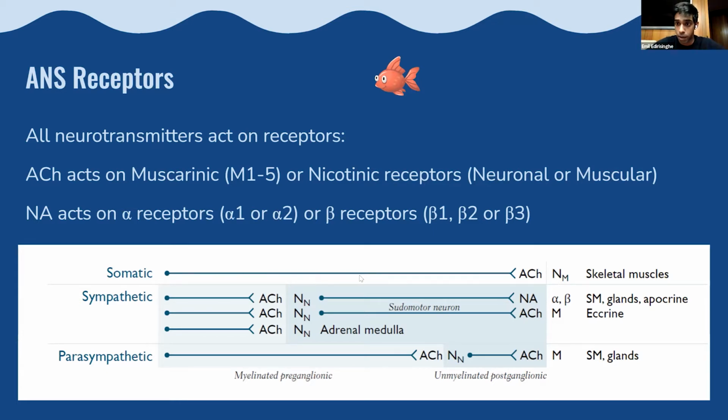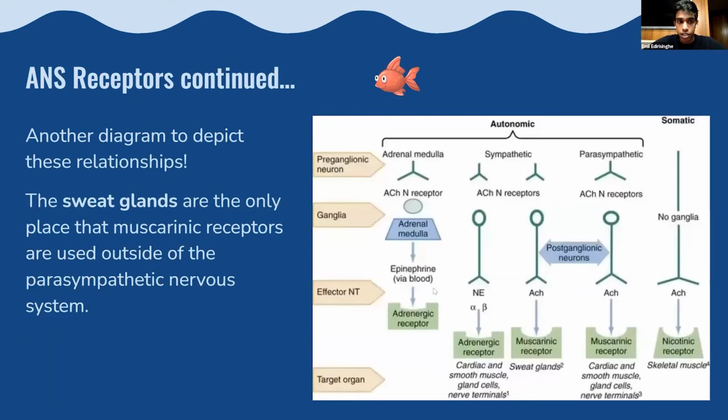But then you have 2 special categories of the sympathetic nervous system. The first is the sweat glands or the eccrine glands, which use acetylcholine acting on a muscarinic receptor. And then you also have the adrenal medulla, where you have acetylcholine acting on a neuronal nicotinic receptor. And finally, you have the parasympathetic nervous system, and there you have acetylcholine acting on a nicotinic neuronal receptor, and then acetylcholine acting on a muscarinic receptor.